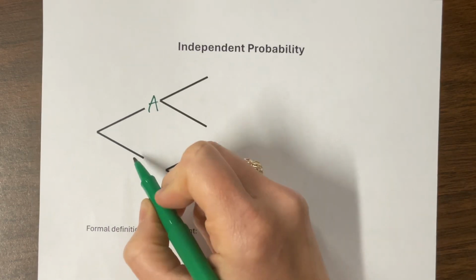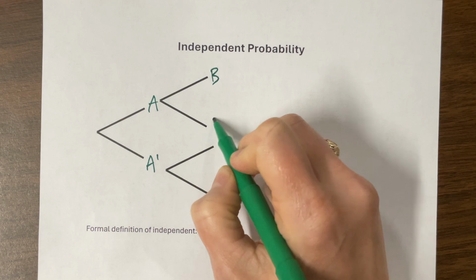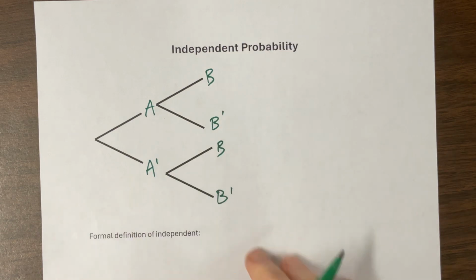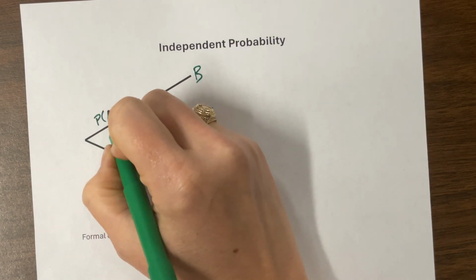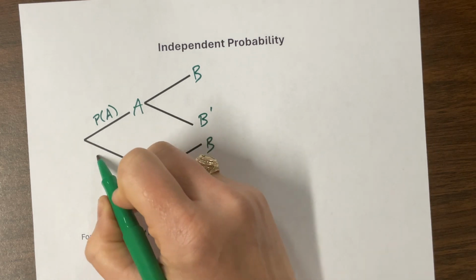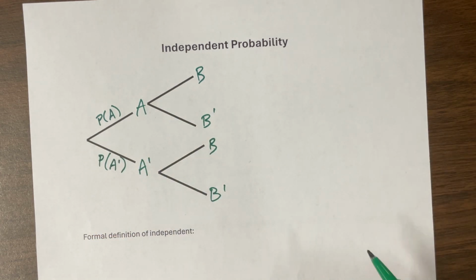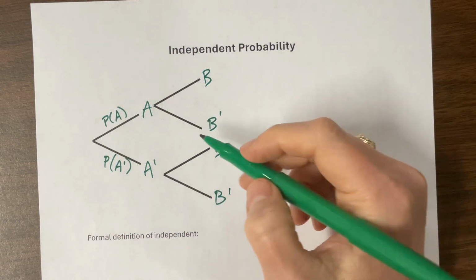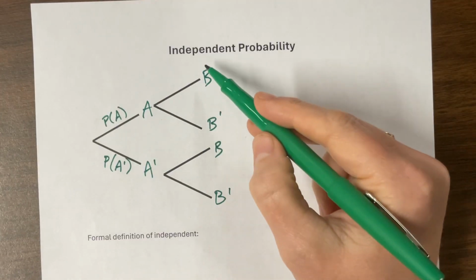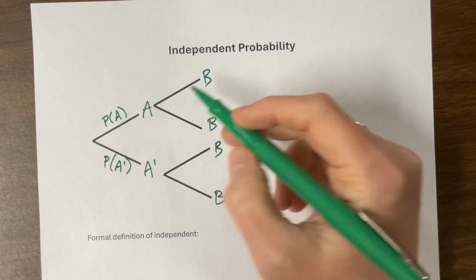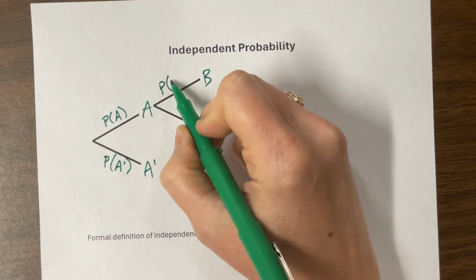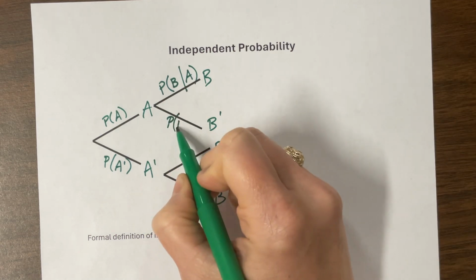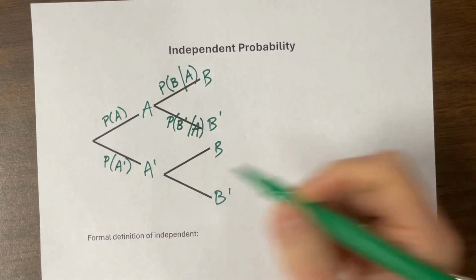We talked last time about how this is A, this would be not A, this is B, this is not B. When we're labeling the different parts of this tree diagram, we first start with the probability of A, then the probability of not A, keeping in mind that these two branches should add up to 1, because either it's A or it's not A. Once event A has happened, B either can happen or it won't happen. So this branch is the probability of B given that A has already happened, and this one is the probability of not B given that A has already happened.